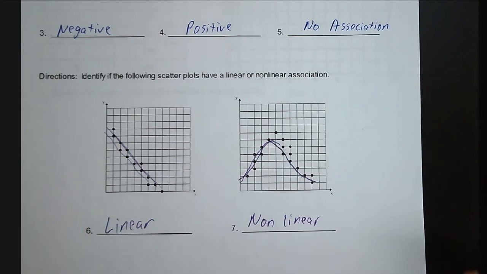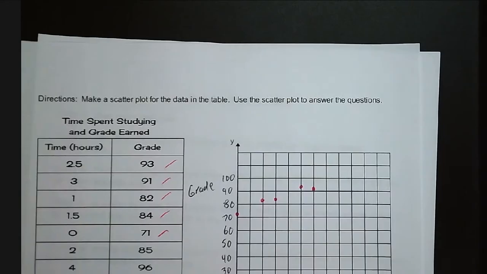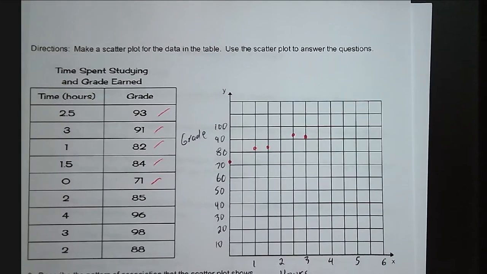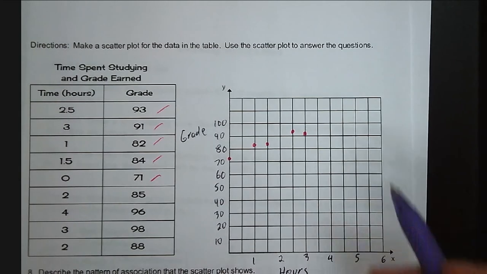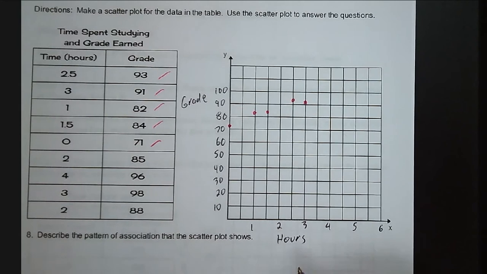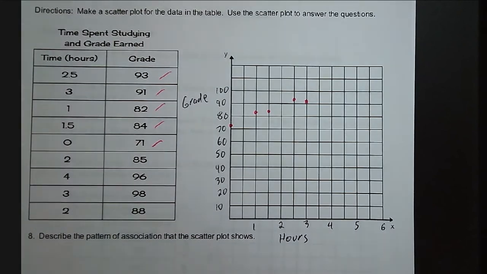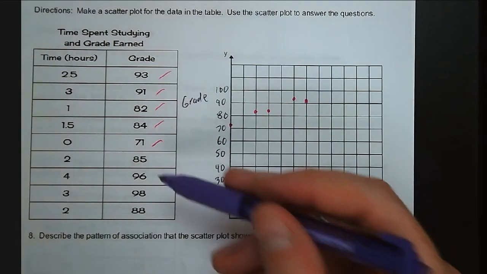All right. Moving on to the next page. We are going to make a scatter plot using the data in the table and then answer some questions. So I, again, have already graphed some of these points for you guys. So we have hours spent studying on the x-axis. We have grade earned on the y-axis. And I'm going by half-hour increments for the x, and I'm going by 10% for the y. So I've graphed the first handful of points. I'm going to put up the last couple.